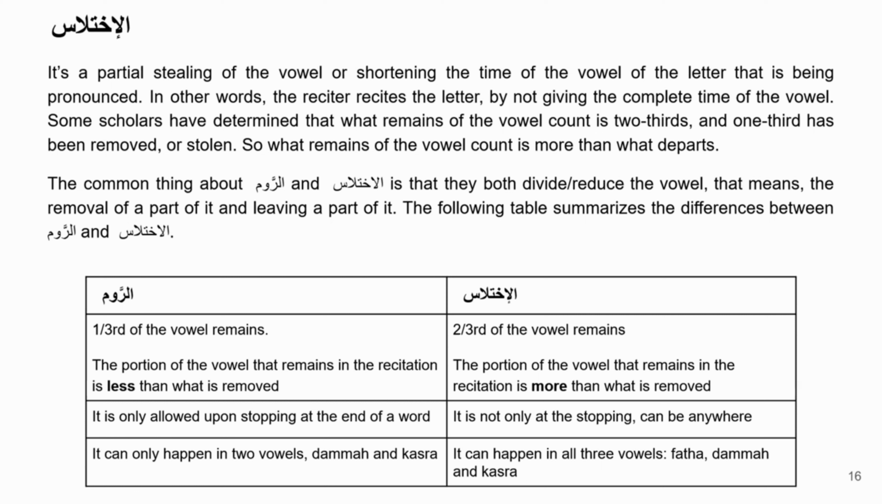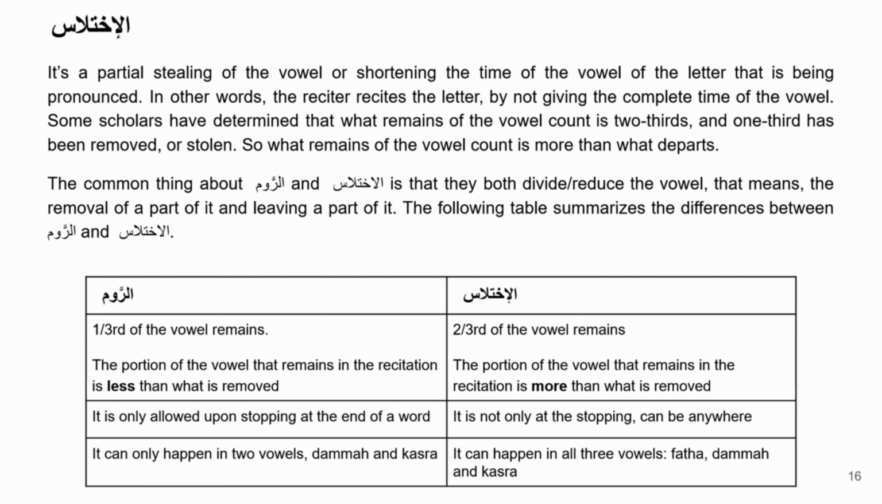The other difference is Rawm is only allowed upon stopping at the end of a word, while Ikhtilaas can happen anywhere in the word. The third difference is Rawm is only allowed with Dhamma and Kasra, while Ikhtilaas can happen in Fatha, Dhamma, or Kasra. So both Rawm and Ikhtilaas share the characteristic of dividing the vowel, that means reciting a part of it and leaving part of it. But they are two different concepts, they are not the same.